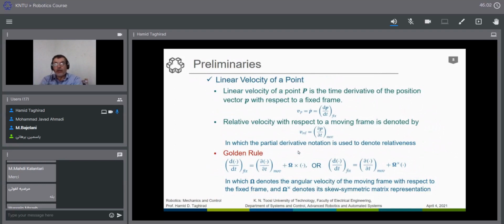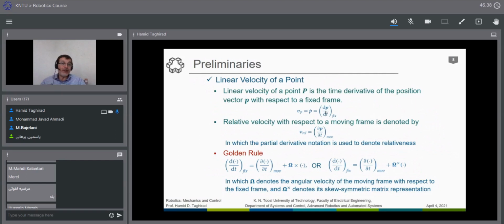Linear velocity of a point is not an attribute of the whole rigid body, but each point on a rigid body has a different velocity. So it's point-wise. It is different from angular velocity. And we define it very simply as the derivative of the position vector with respect to time, or the rate of position with respect to time. But this position should be considered with respect to a fixed frame.